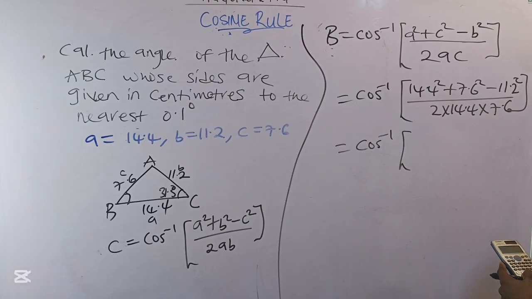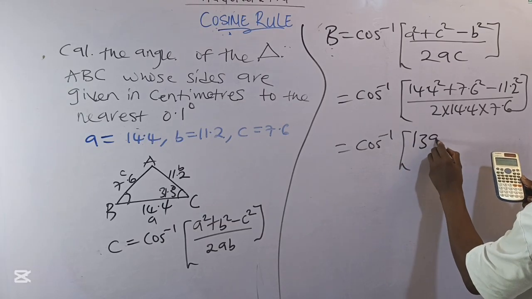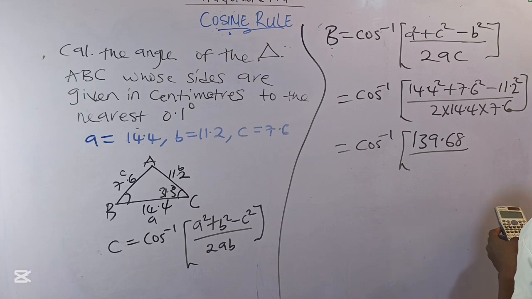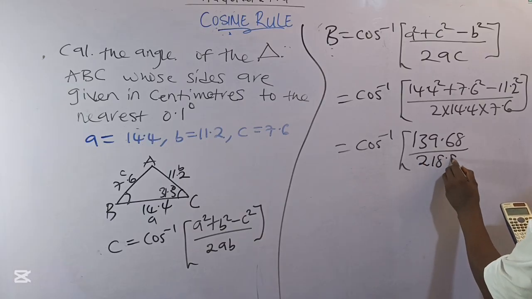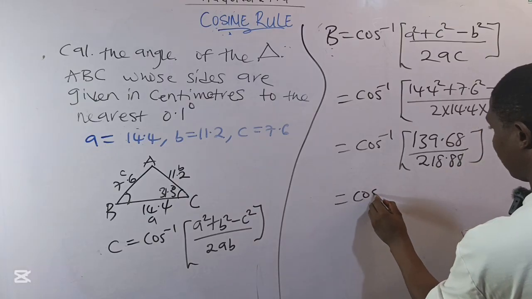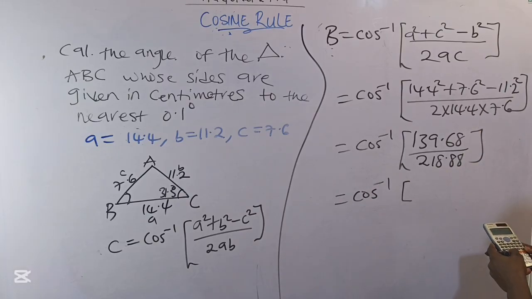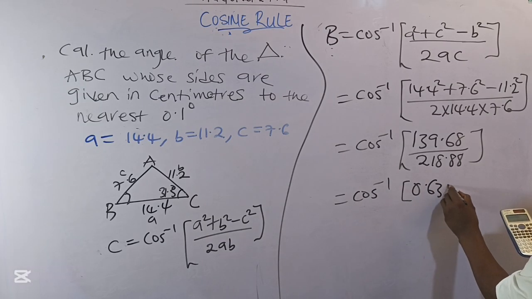14.4 square plus 7.6 square minus 11.2 square. This will give me 139.68 all over 2 times 14.4 times 7.6. This will give me 218.88. So we have cos inverse of this to give me 139.68 divided by my denominator, which will give me 0.6382.